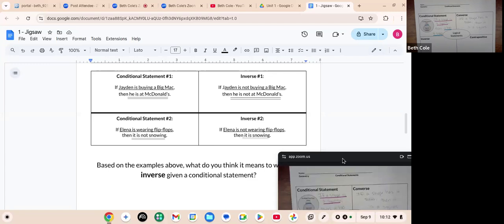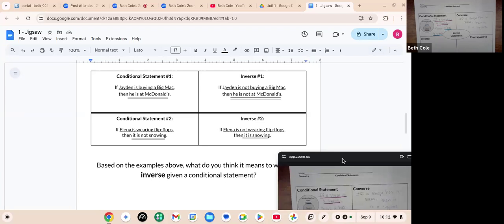All right? Let's do the Elena and the flip-flops. If Elena is wearing flip-flops, then it is not snowing. If Elena is not wearing flip-flops, then it is snowing. So when you negate, if it already says not in it, then what do you do? You get rid of the not.